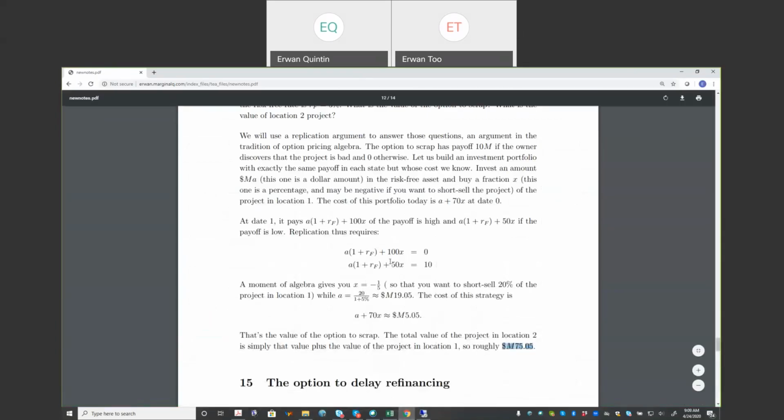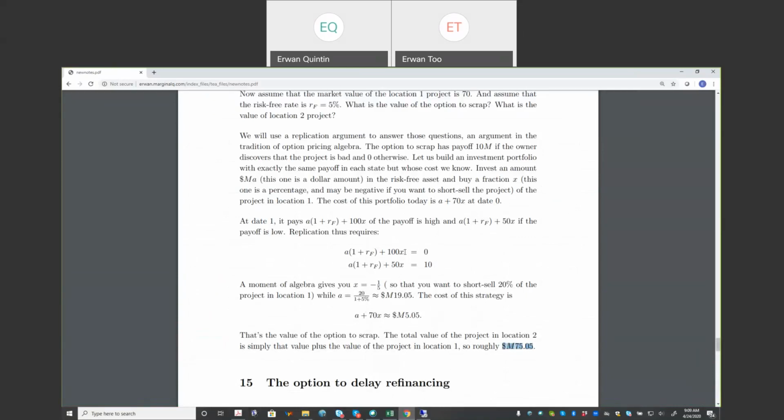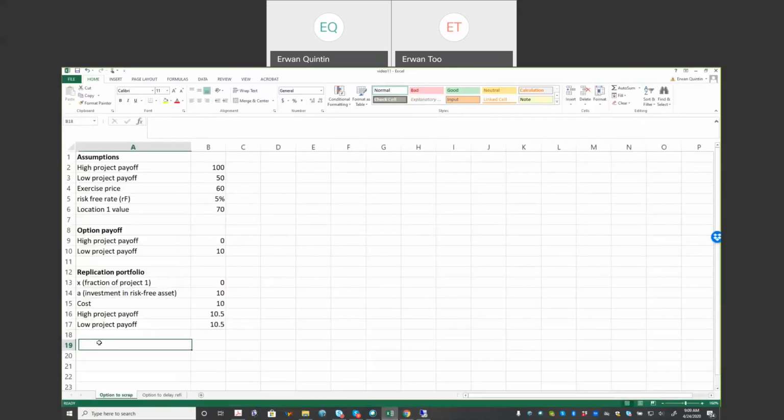Those two equations say payoff on the replication portfolio equals payoff on the option when the project is worth a lot, and the same has to be true when the project is worth a little. So this is a system of equations in two unknowns, like I said, but here now we have computers, so I'm not going to do any algebra. I could just use the solver here in a brute force kind of way, but I'm going to try to be a little bit more intelligent than that.